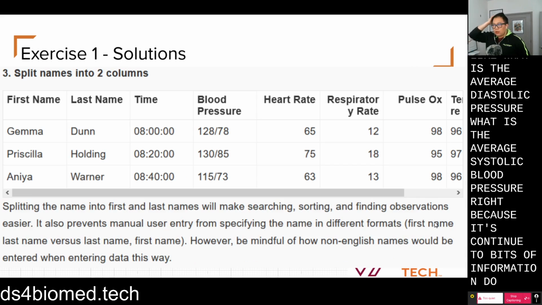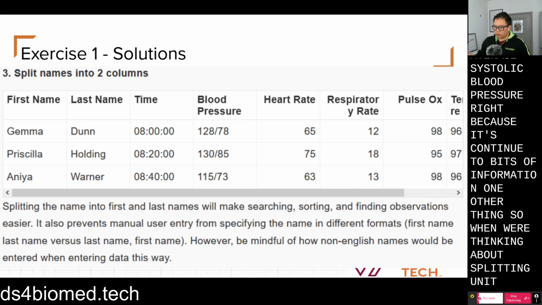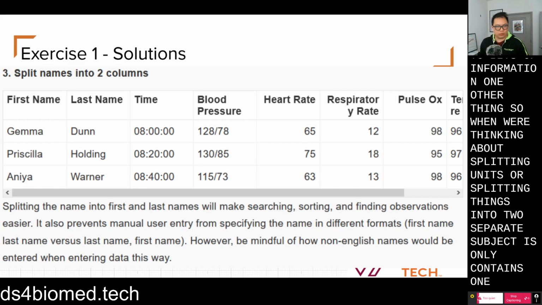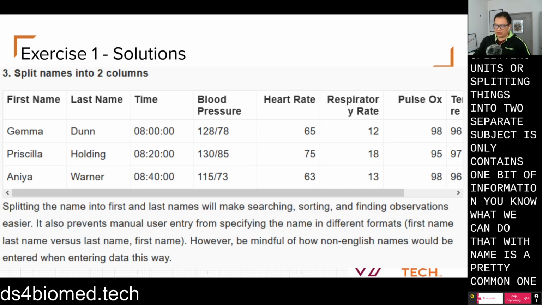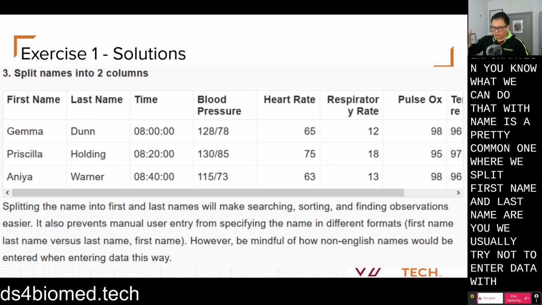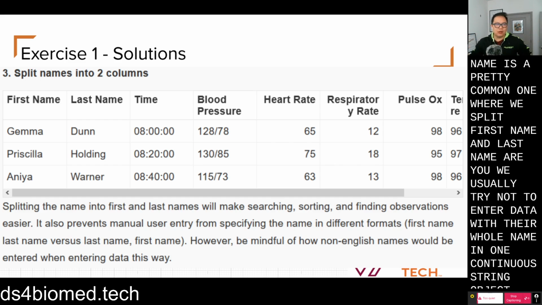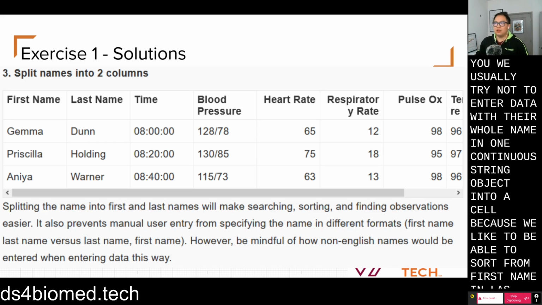So one other thing, when we're thinking about splitting units or splitting things into two separate columns, such that each only contains one bit of information, we can do that with name, which is a pretty common one, where we split first name and last name, right? We usually try not to enter data with their whole name in one continuous string into a cell because we like to be able to sort by first name and last name and stuff like that.